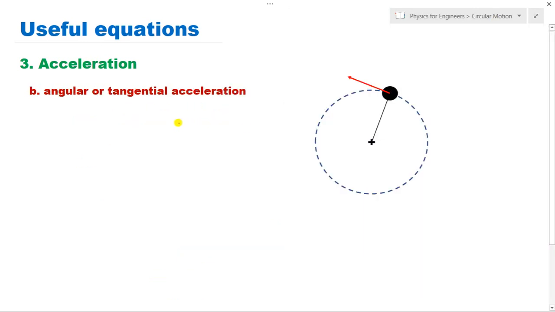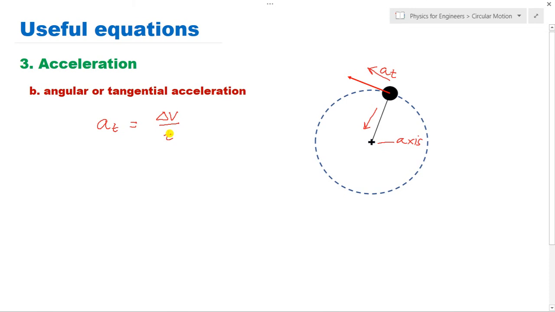Next, let's go to the angular or tangential acceleration. When we say angular or tangential acceleration, this is the acceleration perpendicular to your axis. So this is our axis. Unlike normal acceleration which is directed towards the axis, our tangential acceleration is perpendicular. So here acts our tangential acceleration, abbreviated by a sub t. So a sub t is just equal to the rate of change of your linear velocity with respect to time.